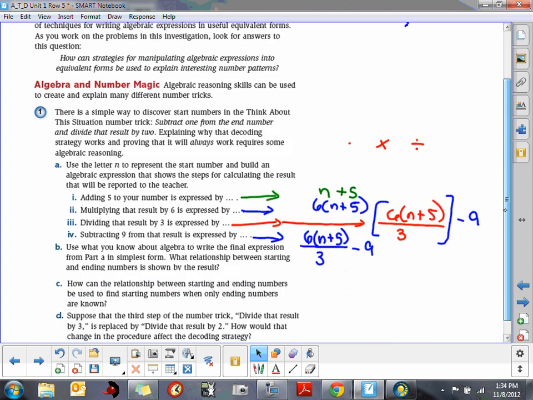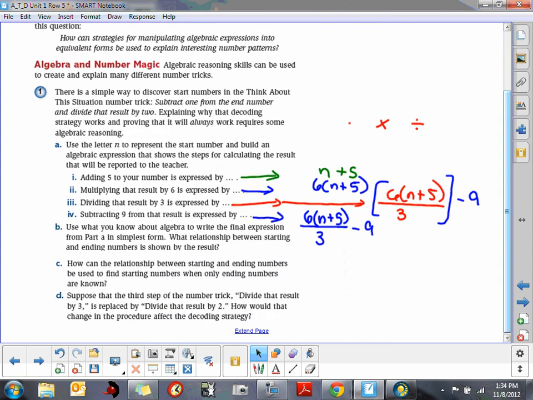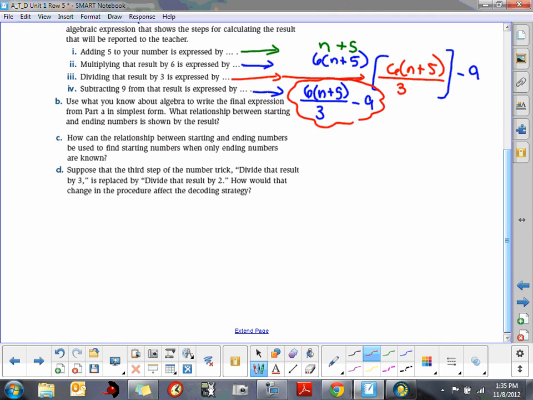All right, now we're at part B. Part B says, use what you know about algebra to write the final expression in part A, which was this expression here, in simplest form. And what relationship between the starting numbers and ending numbers is shown by the result? So, all right, here's what we had in part A.